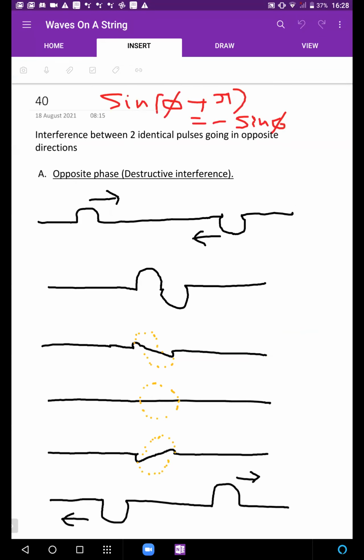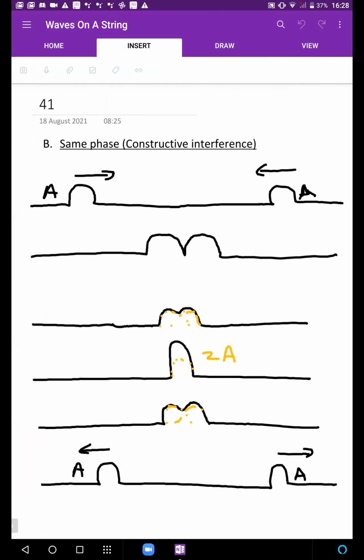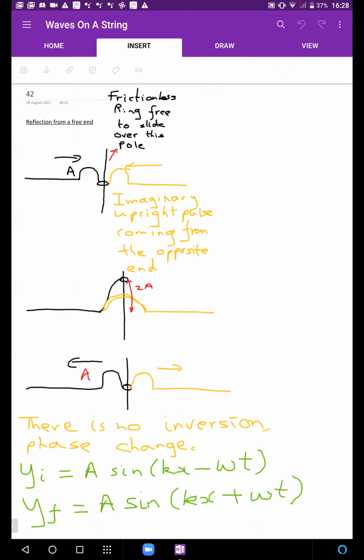Okay, so interference between two pulses going in opposite directions. If the pulses are upside down, they cancel each other perfectly. If they are both upright, they add up. And with this, we go to the fact that when you have reflection from a free end, there is no inversion, there's no phase change. Okay, there's no sudden phase change, there's no inversion.